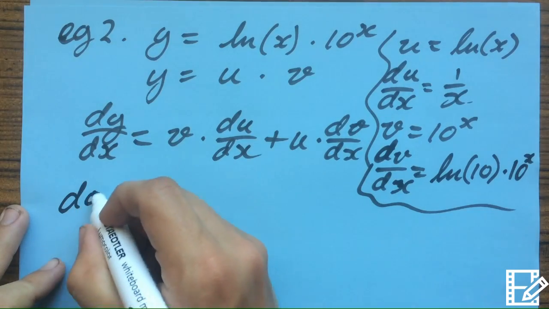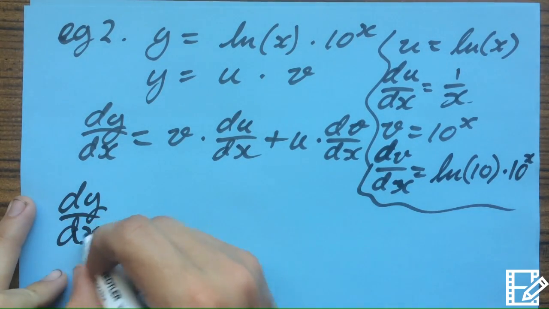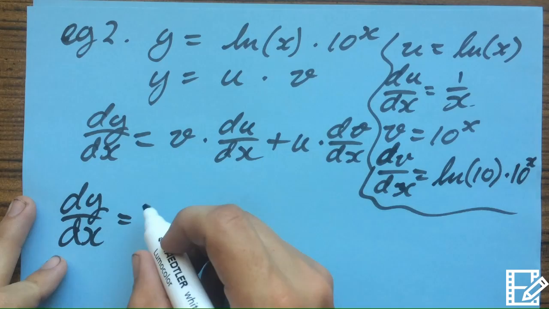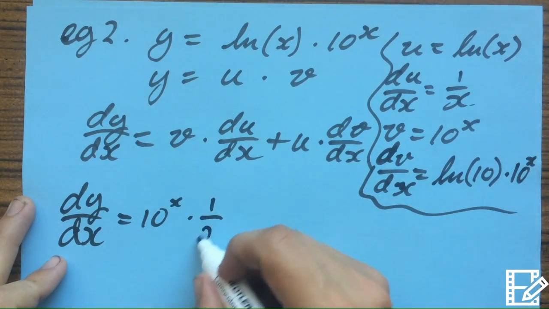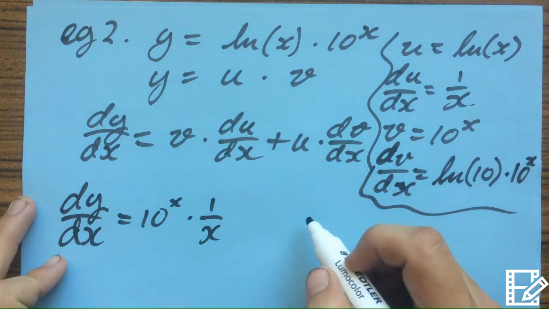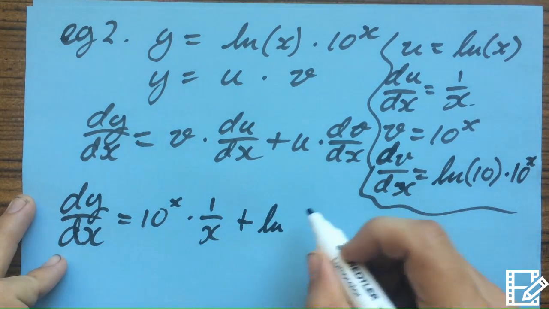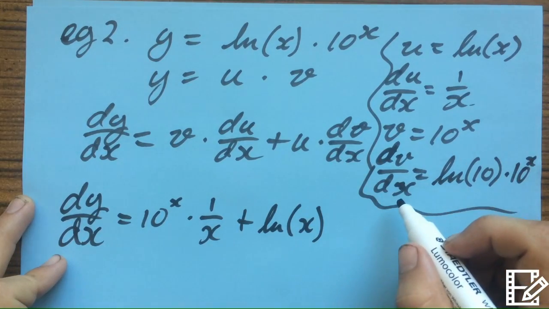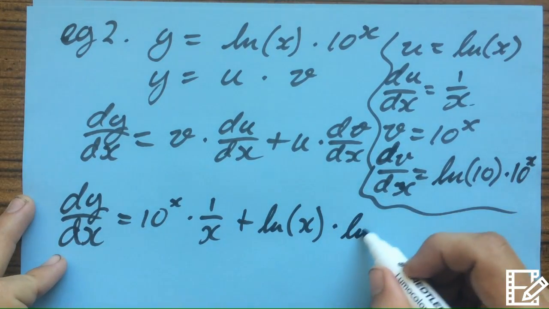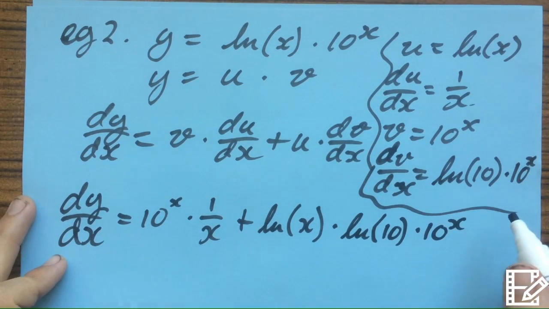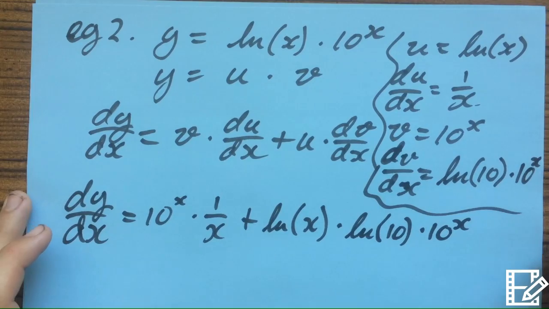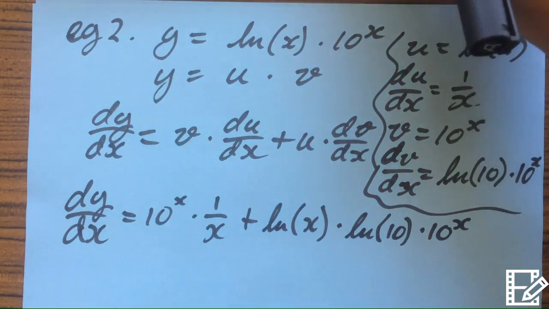If we fill this in, the answer we get is v, 10^x, multiplied by derivative of u, 1 on x, plus u, ln of x, multiplied by the derivative of v, ln 10 times 10 to the power of x. That looks fine to me. I'm just going to leave it there, but you can change it if you want, make it look nicer. But I'm going to do another example.